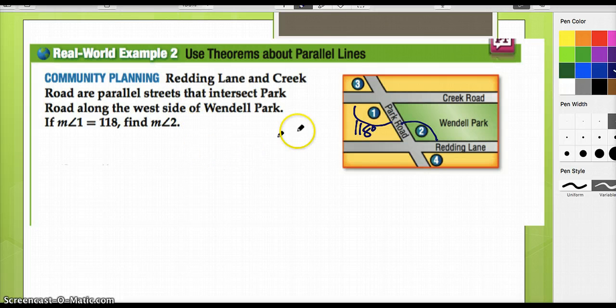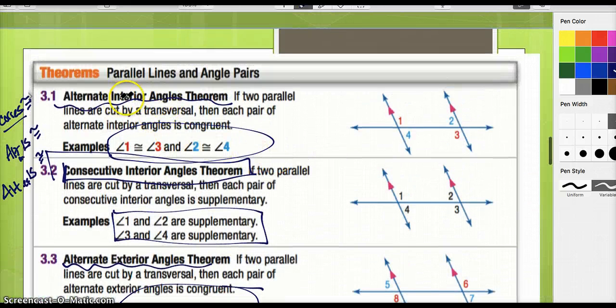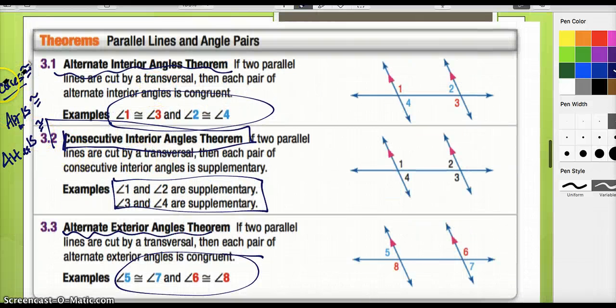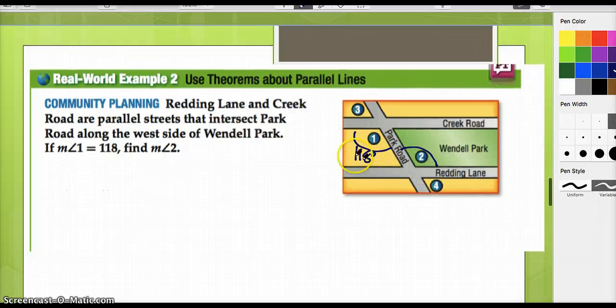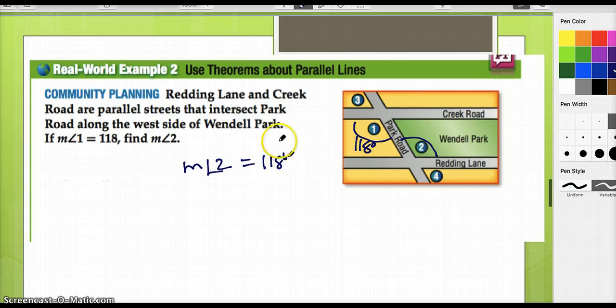And hopefully you remember, well, let's name these two angles. These angles are interior, they're alternate, so these are alternate interior angles. From our information above, we knew that alternate interior, alternate exterior, and in the last section, corresponding angles, when they're created with parallel lines cut by a transversal, those are congruent. So that tells me that these guys must be congruent too. So the measure of angle 2 must equal 118 degrees.